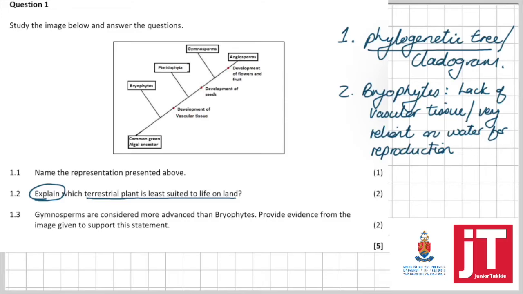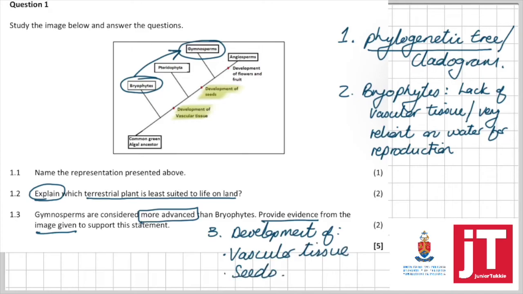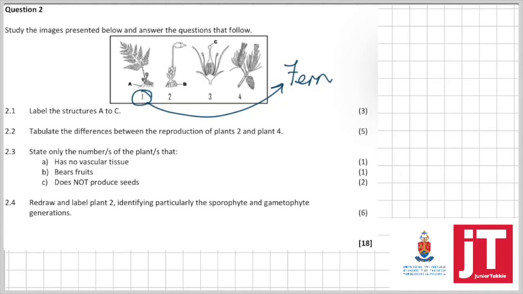Gymnosperms are considered more advanced than Bryophytes, provide evidence from the image to support this statement. Now that's so important for us to remember. Now we're going for evidence from the image that we are given that motivate the fact that gymnosperms are more advanced. So we can see that jumping from Bryophytes to gymnosperms, we've got the development of both vascular tissue and seeds. So for those 2 marks, we would need to have those 2 answers because we are motivating from the image given.